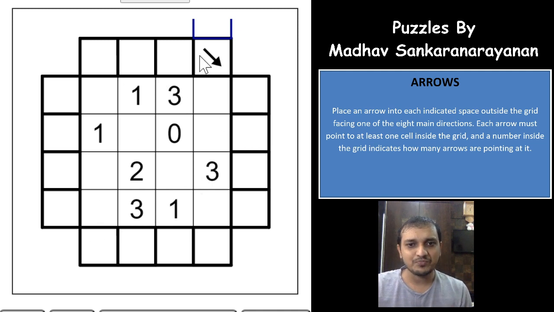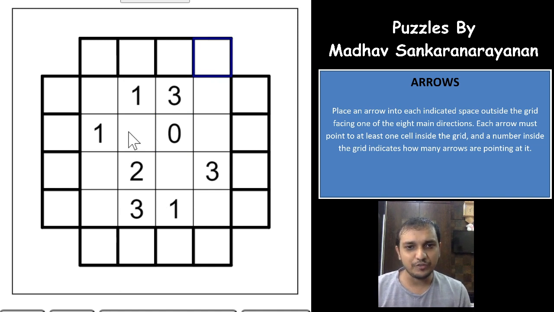these 16 cells in such a way that the numbers inside the grid indicate the number of arrows pointing to that number, right? So for example, if you have a 3 here, exactly 3 arrows will be pointing towards this cell. If you have a 0 here, there will be no arrow pointing towards this cell. So you have to place the arrows such that exactly as many arrows point towards the cell as indicated by the number. And with that, we'll start solving this puzzle.